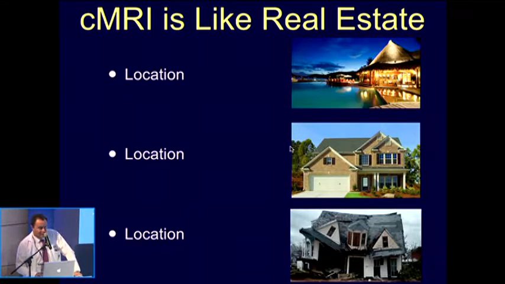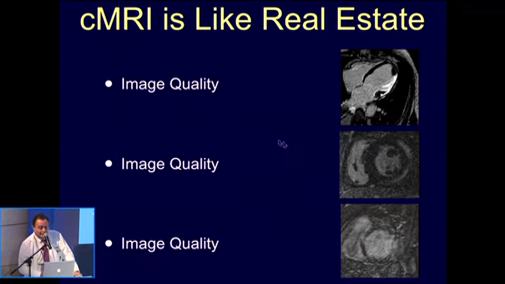One of my professors, the same that took 2 hours giving MRI, told me something that was very true, and it was that cardiac MRI is like real estate. Location, location, location. This is a home in Bora Bora. This is a normal home in any US suburb. This is a home after Katrina struck New Orleans. And cardiac MRI is like real estate because it has to do with image quality, and image quality.